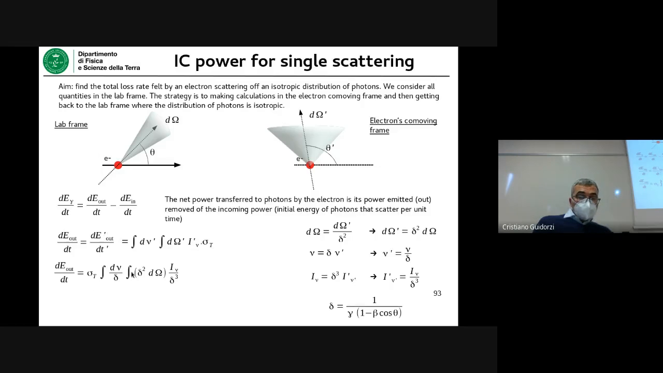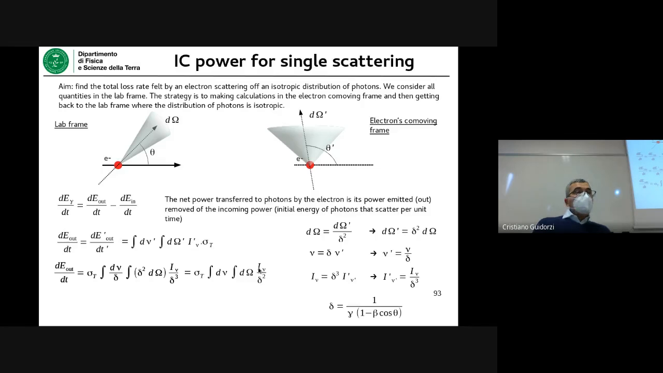You see that gamma, if you look just at the delta factors, you are left with a factor of delta squared at the denominator. Here we are. Now, since this integral is in the lab frame, you know exactly what I is. I is the isotropic distribution, indeed it is isotropic.